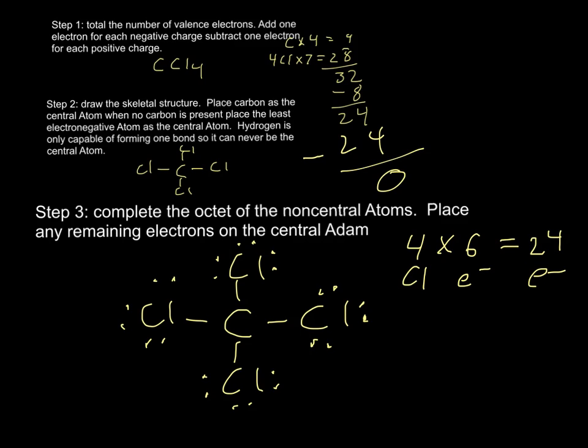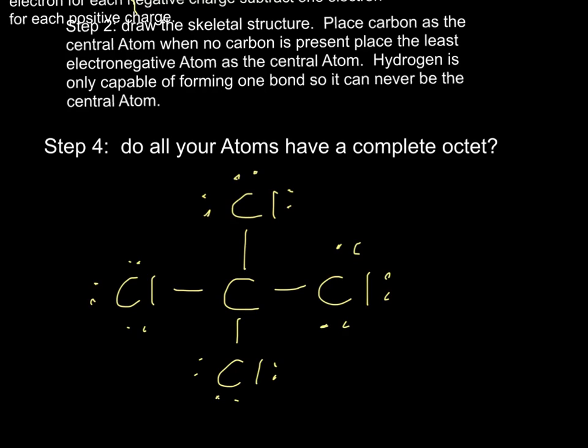That means it's time for my last step. I'm going to check and see, is everybody happy? I'm out of electrons in my building fund, so I need to check and see, is everybody happy? And by happy I mean, do they all have a complete octet? So my chlorines have 2, 4, 6, 8, in each case. Are you asleep yet by me saying 2, 4, 6, 8? So all my chlorines are happy, right? They all have 8 electrons.